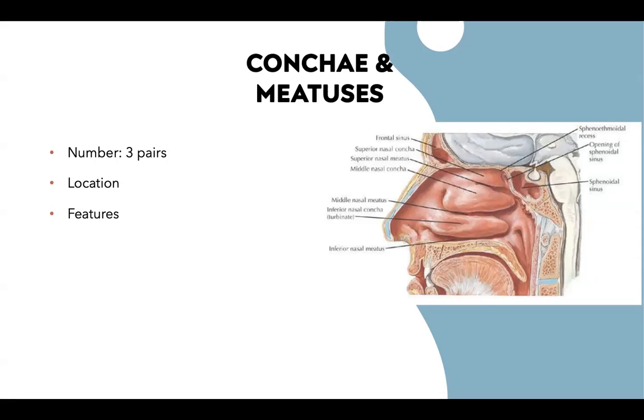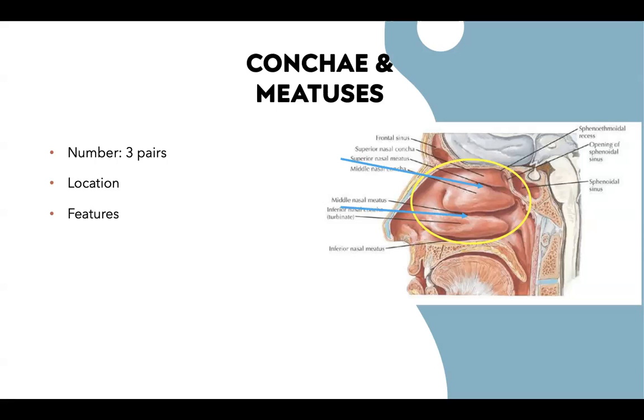However, the inferior concha, which is the largest of all, is a separate bone, and it articulates with ethmoid, lacrimal, maxilla, and palatine bone. Then we have the nasal meatuses that are spaces between the concha. We have the superior meatus, which is below the superior concha and drains the posterior ethmoid sinus. We have the middle meatus, located below the middle concha, which drains the anterior and middle ethmoid sinuses, frontal sinus, and the maxillary sinus that opens into the floor of the semilunar hiatus in this area.